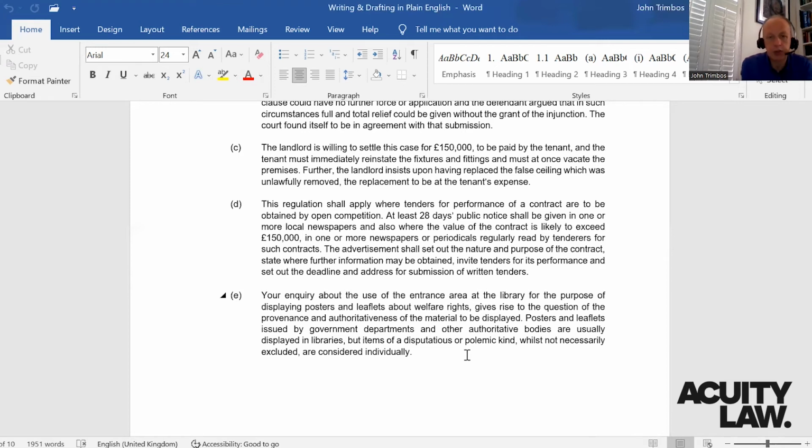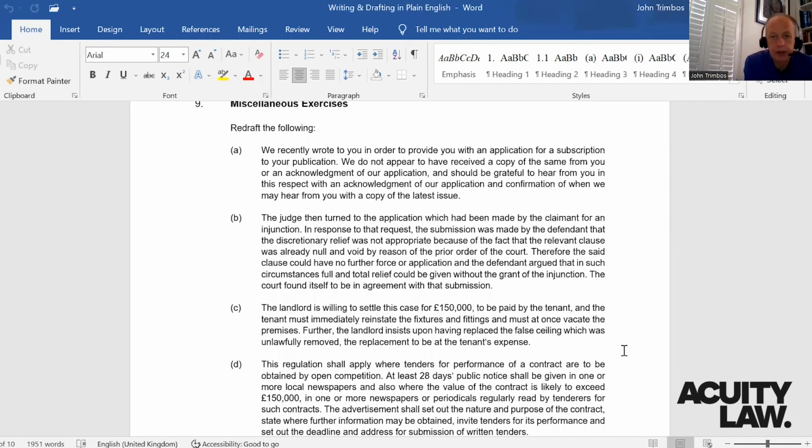Imagine somebody writing to their local town library, "Dear library, please can we stick up some welfare rights stuff in your entrance area?" And then the chief librarian writes back and is either having some kind of existential midlife crisis or has spent too much time looking through the thesaurus, and we end up with that pretentious rubbish. Okay, so I made up B.